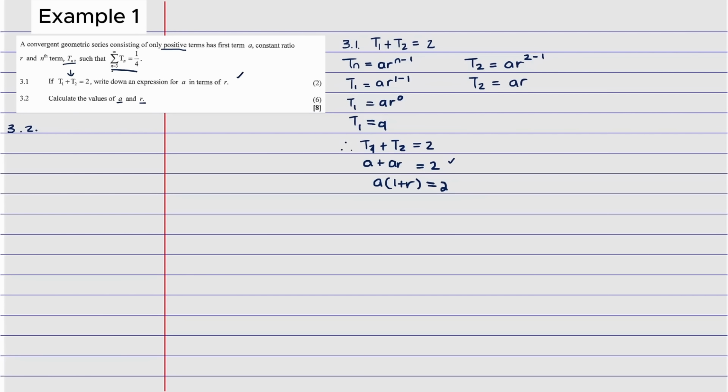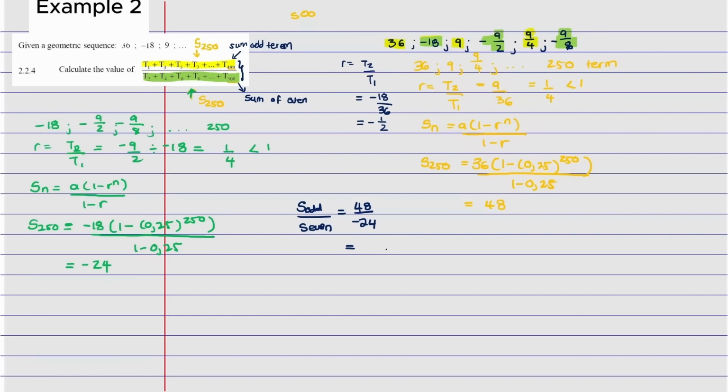Now to conclude our answer, we have even and odd. So now the sum of odd numbers, which is the one in yellow, divided by the sum of even numbers, is going to be equal to 48 divided by negative 24. Punch that into the calculator. You're going to get your answer as negative 2. So your final answer here would be negative 2. And that's how you would do this question.